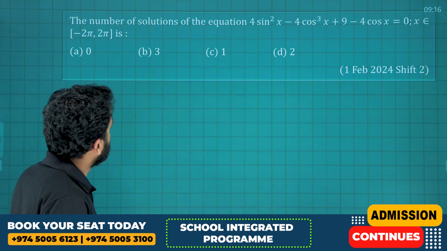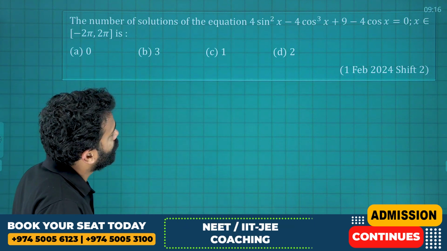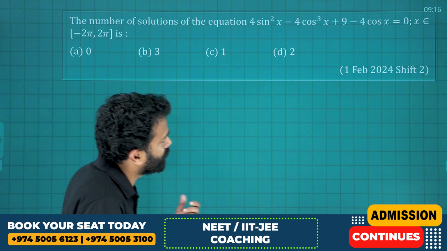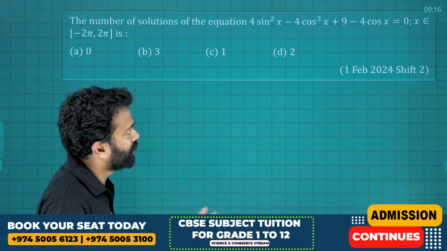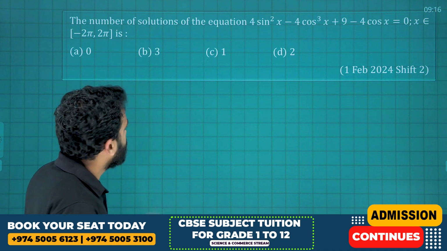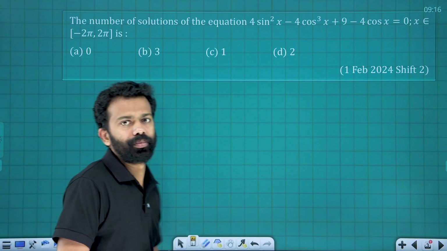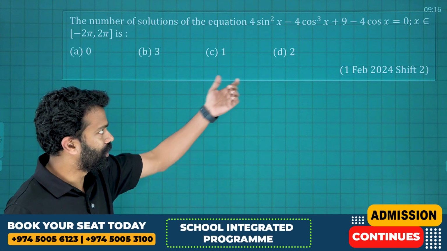Okay, our very first question. The number of solutions of the equation 4 sin square x minus 4 cos cube x plus 9 minus 4 cos x is equal to 0, and they have mentioned that x is an element of the closed interval minus 2 pi to 2 pi. You need to find the number of solutions of this equation.